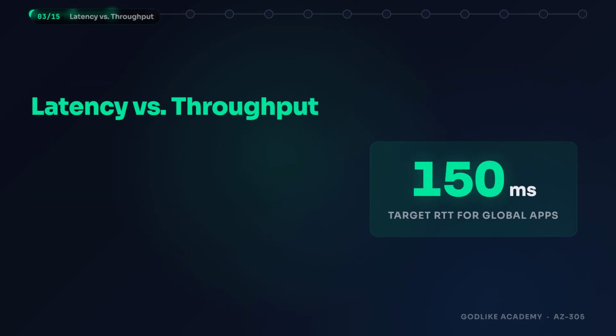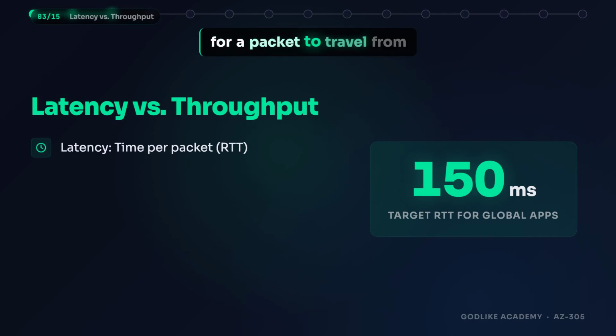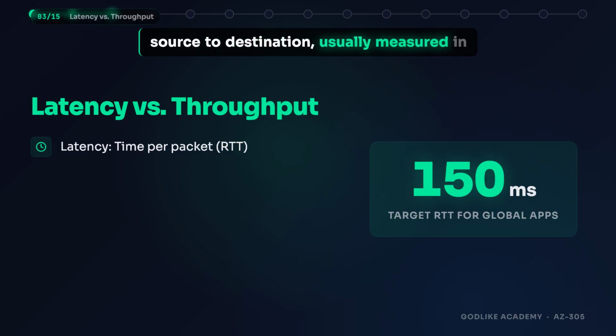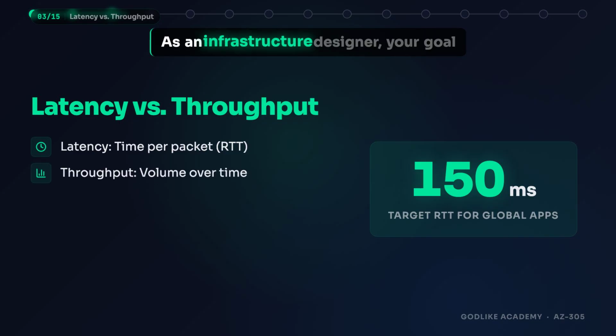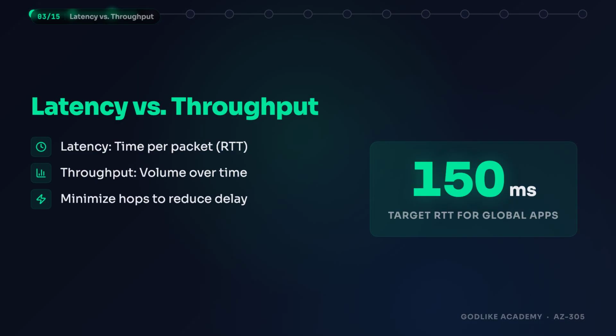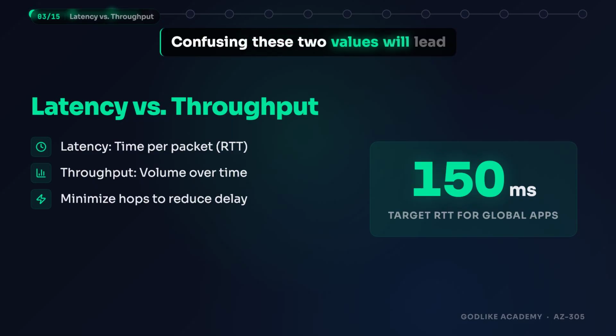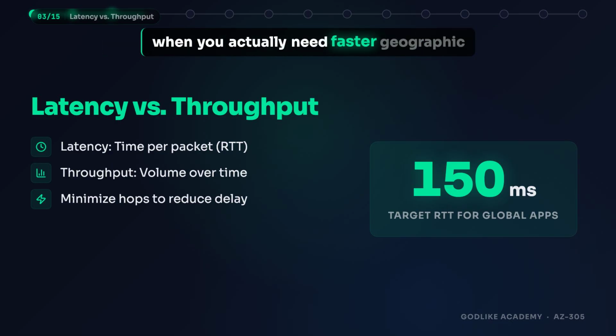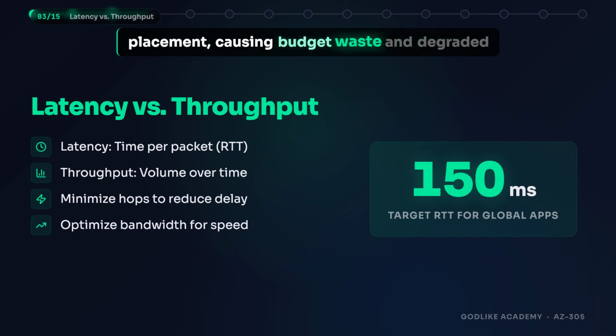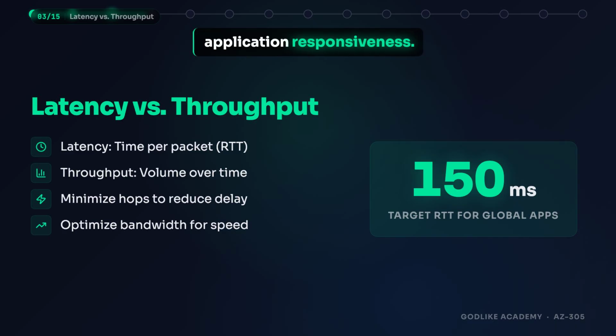Let's start with the fundamentals. Latency is the time it takes for a packet to travel from source to destination, usually measured in round-trip time or RTT. Throughput is the volume of data moved in a given time period. As an infrastructure designer, your goal is to minimize latency by reducing physical distance and hops, while maximizing throughput by ensuring sufficient bandwidth and efficient protocols. Confusing these two values will lead you to over-provision expensive network interfaces when you actually need faster geographic placement, causing budget waste and degraded application responsiveness.